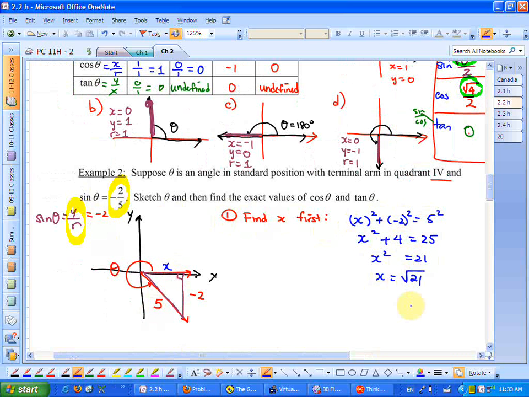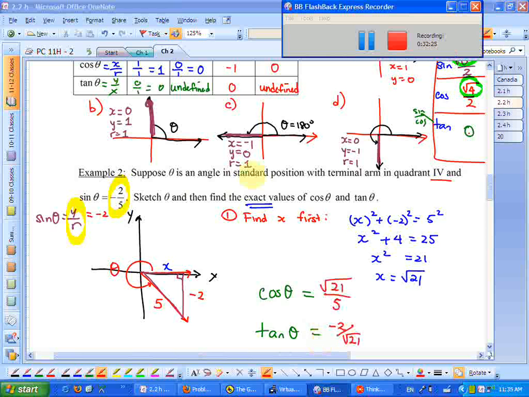Especially when I say exact values. So when you see the words exact values, leave it as a root. All right. Go ahead now and figure out what cosine theta is and what tangent theta is. Try it on your own, please. Okay, so notice that cosine theta is defined as x over r. So I'm taking my x value and dividing it by r, which is 5.